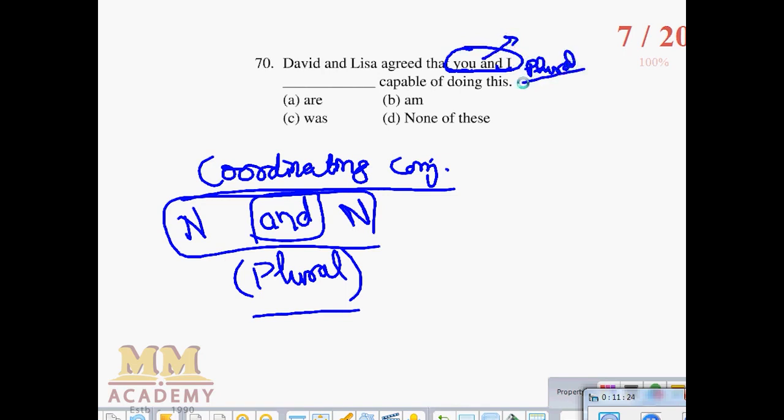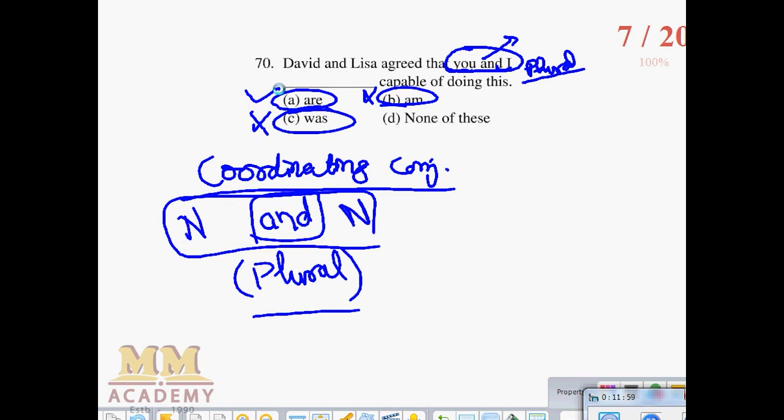Plural. So David and Lisa agreed that you and I are, am, or was. "You and I am" is not possible. Why? Because "you and I" has become plural and we need a plural verb. "Am" is a singular verb, not possible. "Was" is again singular, so we don't need to use "was" here. "Are" is plural, so it's definitely the right answer. David and Lisa agreed that you and I are capable of doing this.